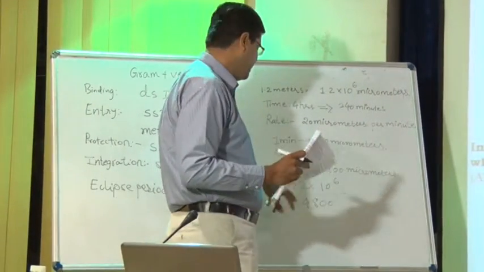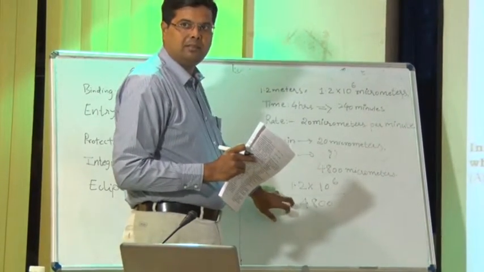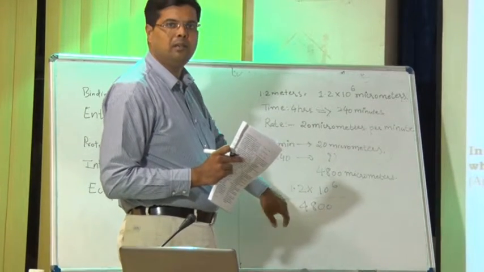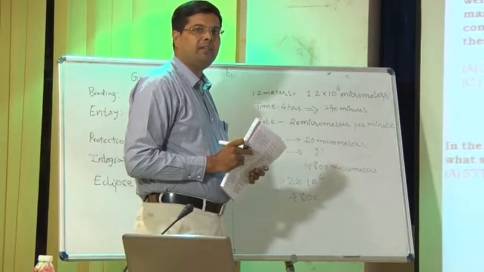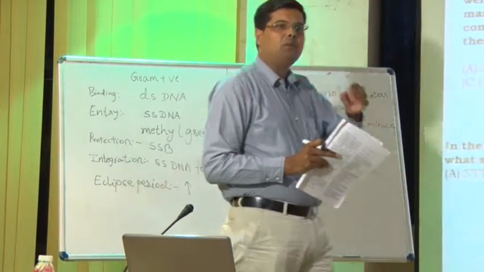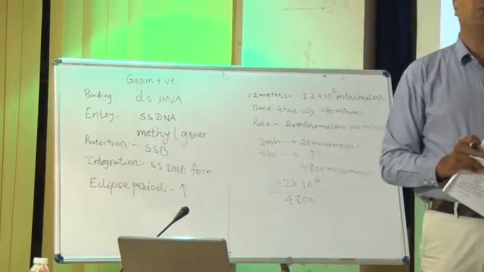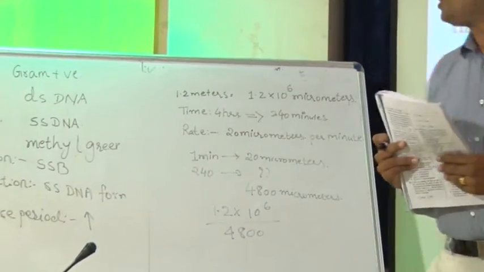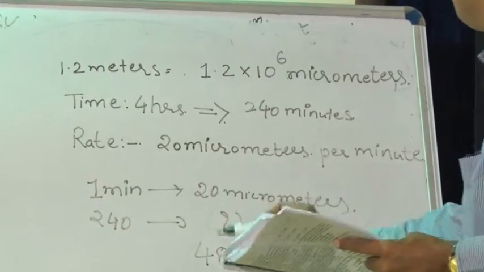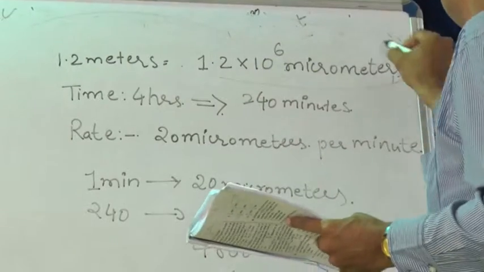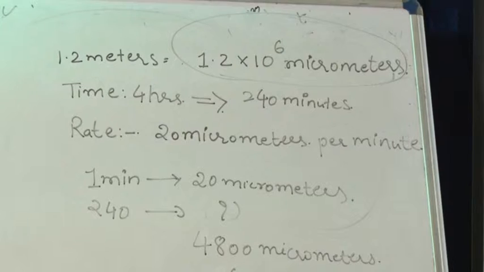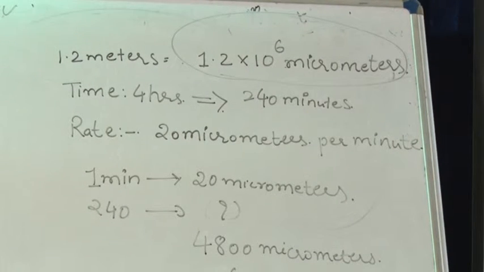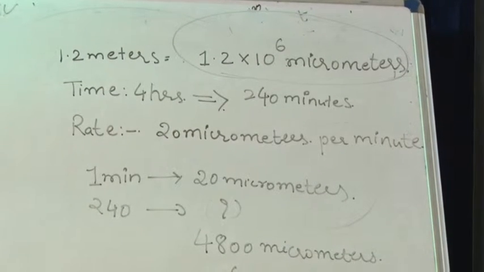ये आप जरा कैलकुलेटर पे कीजिए, डू दिस. 250, so it must be having 250 origins of replication in order to completely allow the replication of 1.2 into 10 raised to 6 micrometers of DNA. Are you getting it?